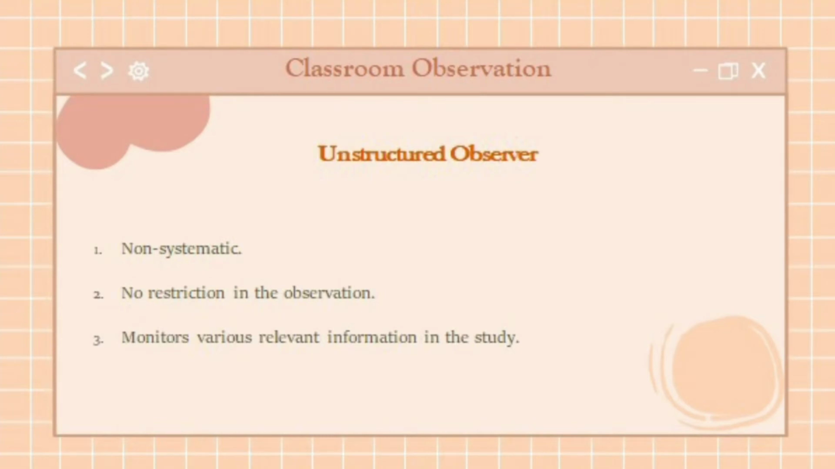Now we move forward to the last type of classroom observation, which is unstructured observer. Unstructured observer is a non-systematic observation as it has no restrictions of behavior. The observer will monitor all behavior or various information in the study as he or she does not set a plan in advance. For example, observing children playing with new toys.